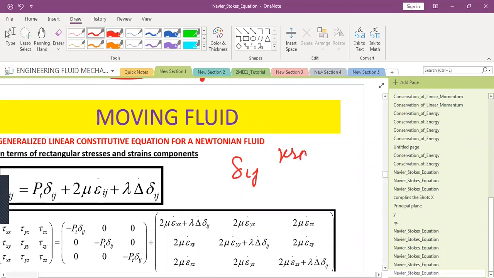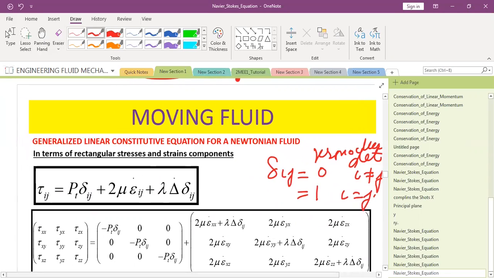This is the Kronecker delta. What is its value? 0 when i not equals j, and equal to 1 when i is equal to j. So you are actually representing with this single equation. This is a very powerful equation. Try to see. If i is equal to j, then delta ij will be 1.